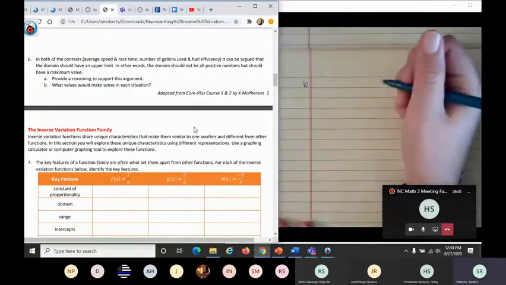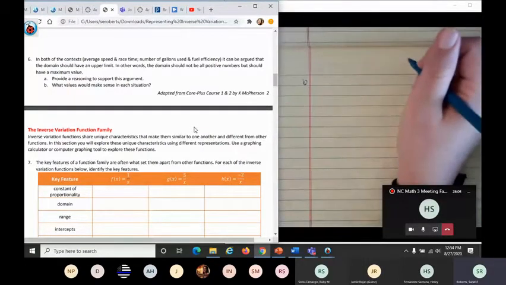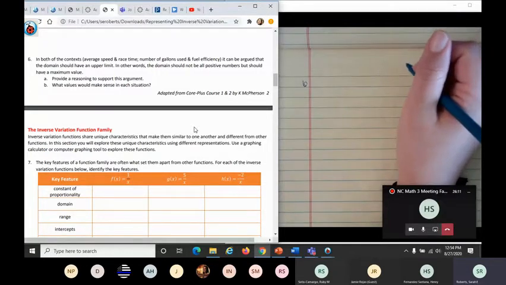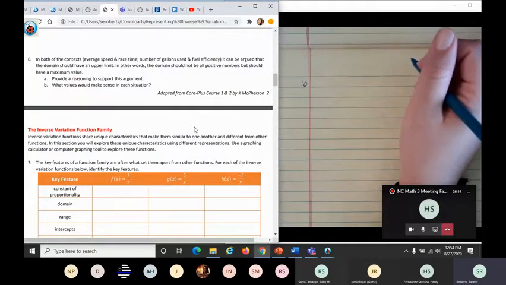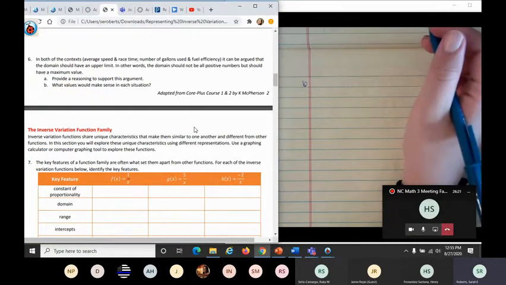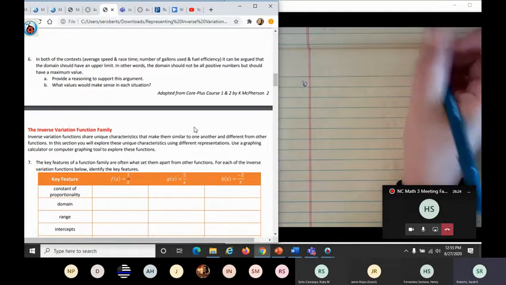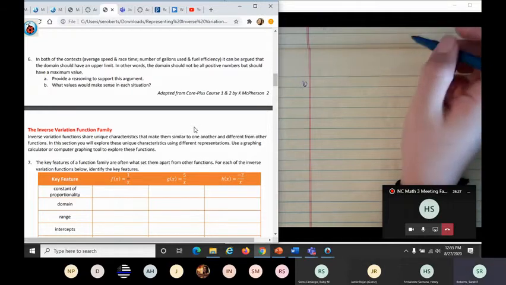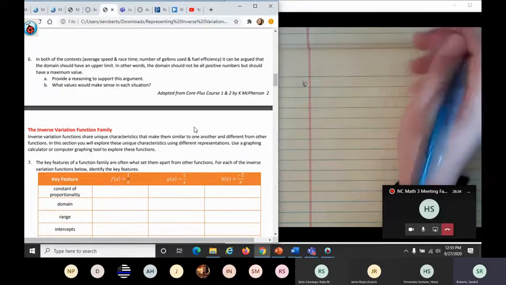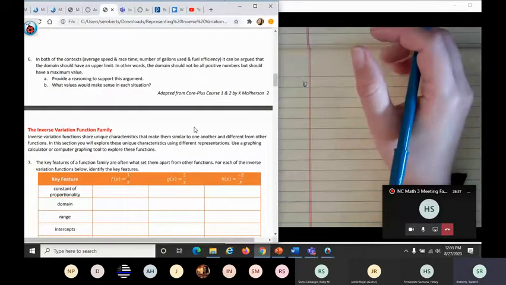Okay, so it says in both of the contexts, average speed and race time, number of gallons used, and fuel efficiency, it can be argued that the domain should have an upper limit. In other words, the domain should not be all positive numbers, but should have a maximum value. Do any of you have a car that takes an infinite amount of gas? When you're pumping gas, do you just keep going and going and decide to stop at some point, or does the gas pump click and say that you're done?